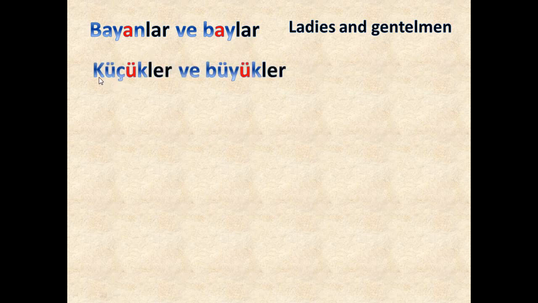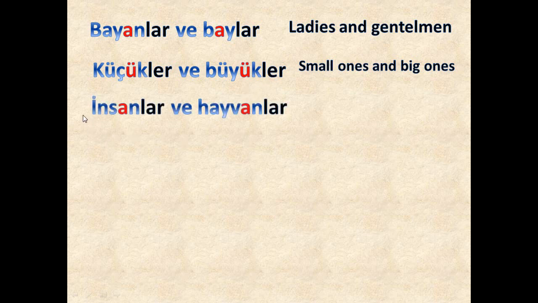The other example, here we have küçükler ve büyükler. I read it again, küçükler ve büyükler, which means the small ones and the big ones. Here we have the thin sound of ü. We matched it with the suffix lar. Here we have büyük, means big, and we chose lar because it has this vowel here, which is thin, and we match those two thin sounds together. We chose lar for büyük as well.